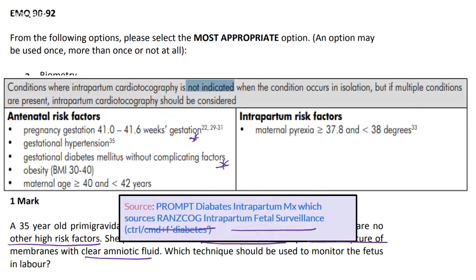So for a mother who has GDM, you are very correct in saying a mother with GDM is definitely a consideration for having CTG. But if they're well controlled on diet and exercise alone, they do not need CTG. If they're on any kind of medication though, they do need a CTG. This table is from RANZCOG, but the PROM guidelines directly reference this document. So it says it here: without complicating factors. And the PROM guidelines go on to explain that no complicating factors means well controlled on diet and exercise alone.